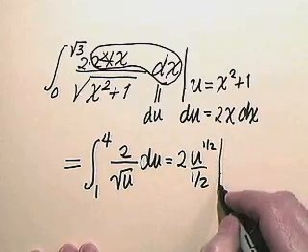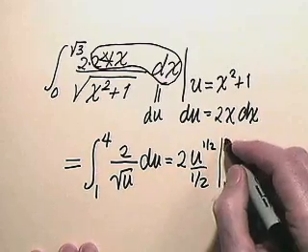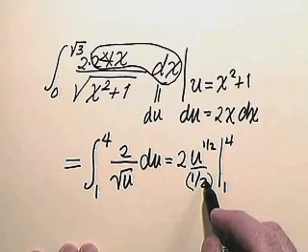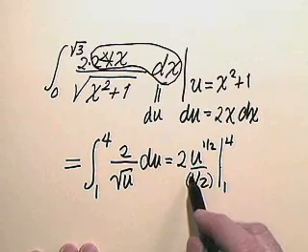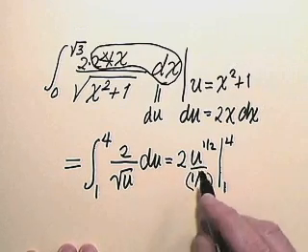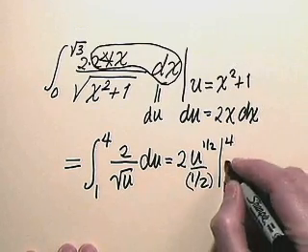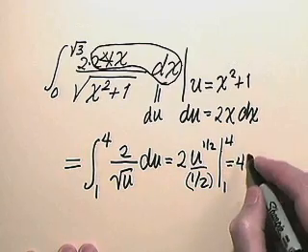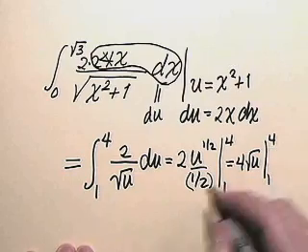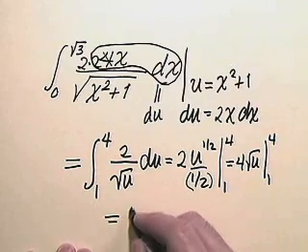And that's to be evaluated between the limits 1 and 4. Of course, a factor of a half down in the denominator amounts to an effect of 2 up top, so 2 times 2 is 4, and we end up with 4 square root u to be evaluated from 1 to 4. So that's easy enough to do.